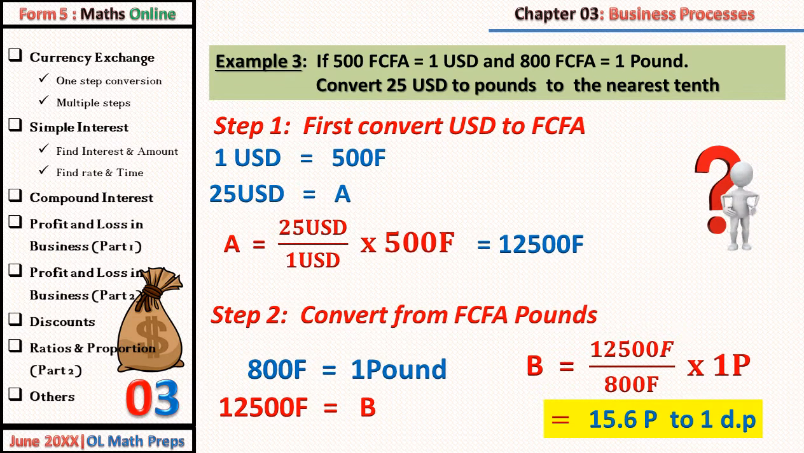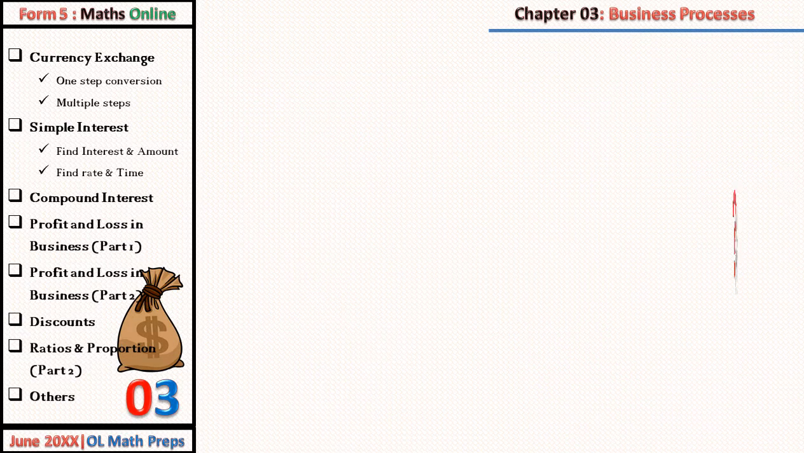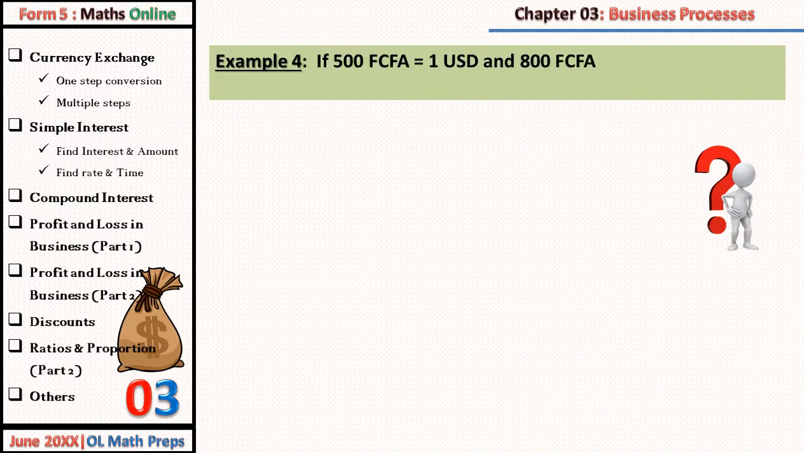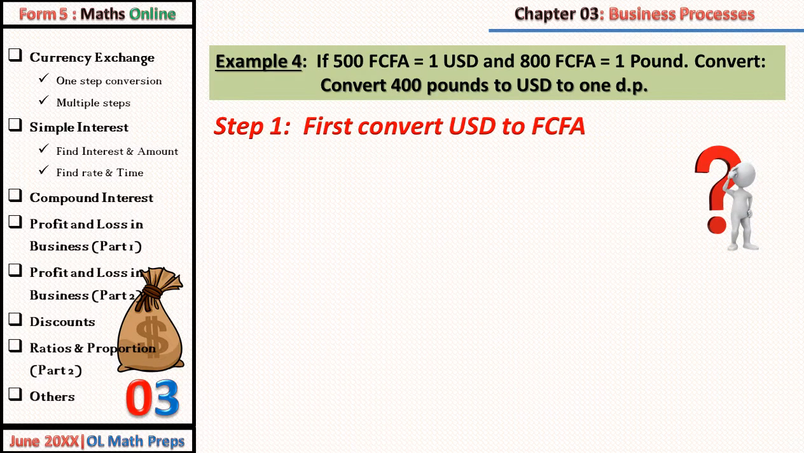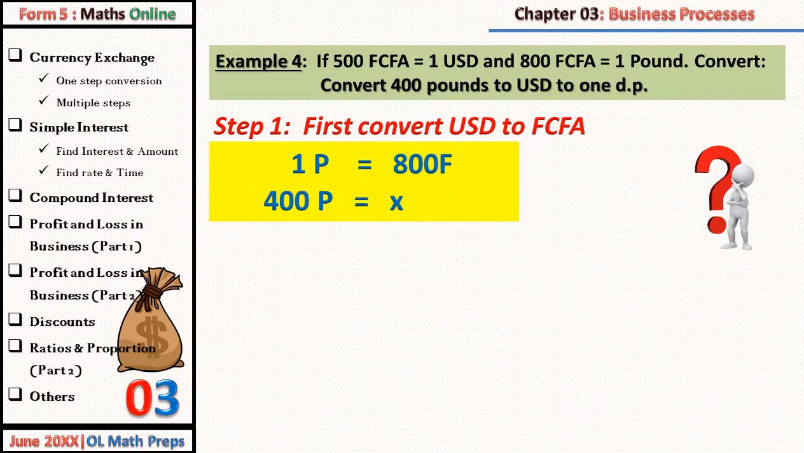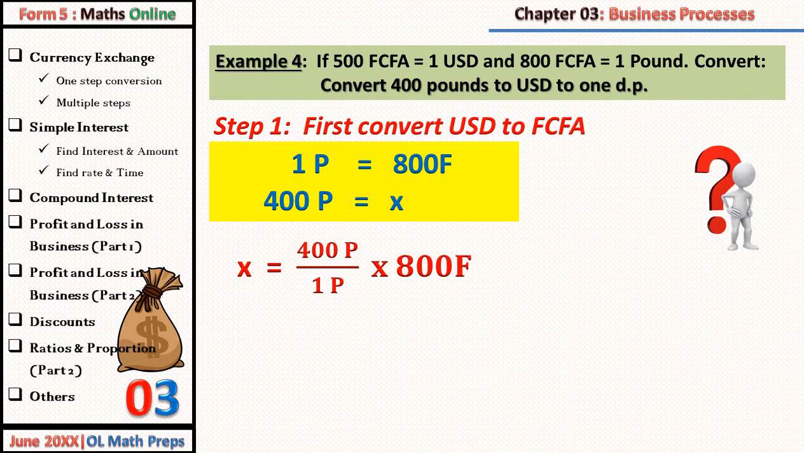And the fourth example, though not the last, we have if 500 francs equals $1 and 800 francs equals £1, convert 400 pounds to US dollars to 1 decimal place. So the first step, like in the previous example, is to convert from pounds to francs, since francs is the common value that has been given in both currencies. And £1 equals 800 francs, therefore 400 pounds will be equal to X. This gives us a value of X to be 320,000 francs.